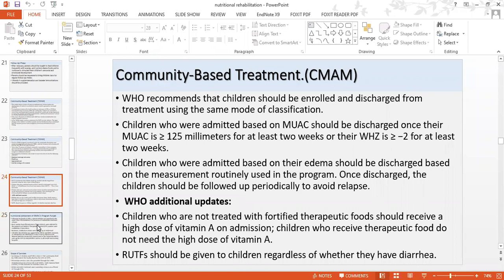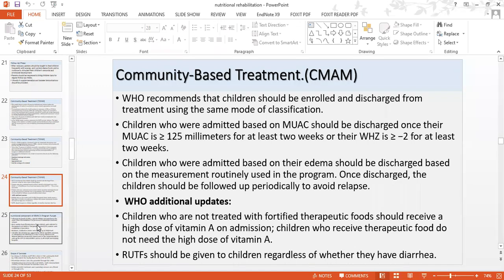In community-based treatment, WHO recommends that children should be enrolled and discharged using the same mode of classification. That means children admitted based on mid-upper arm circumference should be discharged once their mid-upper arm circumference is more than 125 millimeters for at least 2 weeks, or weight-for-height Z-score is more than -2 for at least 2 weeks. Children admitted based on edema should be discharged based on the measurement routinely used in the program. Once discharged, children should be followed periodically to avoid relapse.